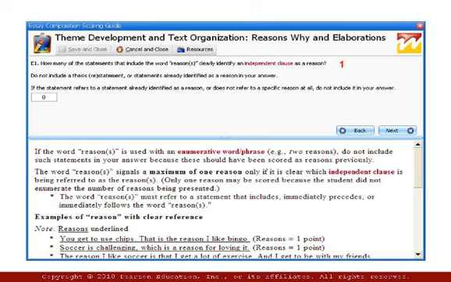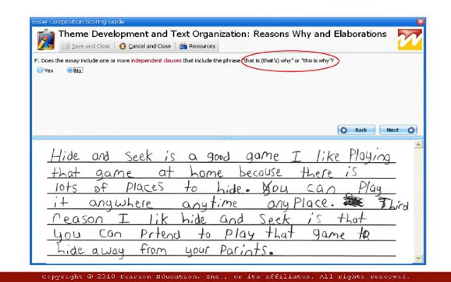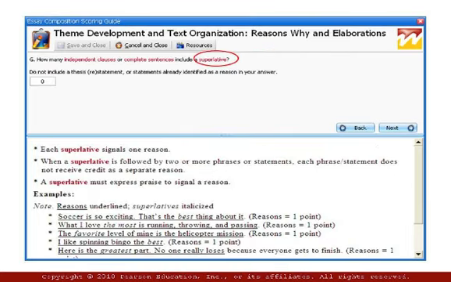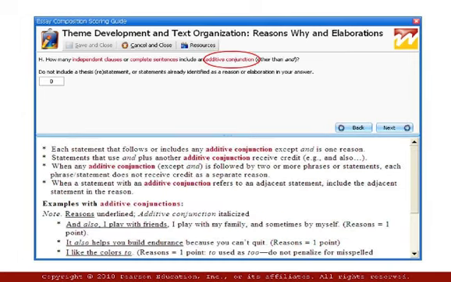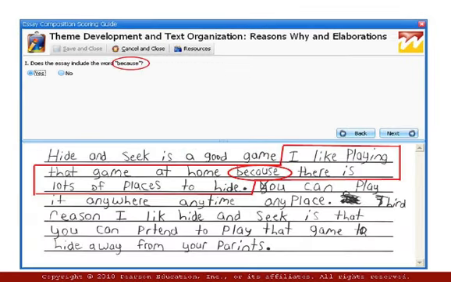And then you go to criterion F. Does it have that's why or this is why? The answer is no. The next one is how many independent clauses include a superlative? None. And I know already that the next criterion is going to be I, which is because. H, does it include an additive conjunction? Also, in addition to? The answer is no. But then you get to because. Does it include the word because? The answer is yes. I like playing that game at home because there is lots of places to hide. So the answer is yes.